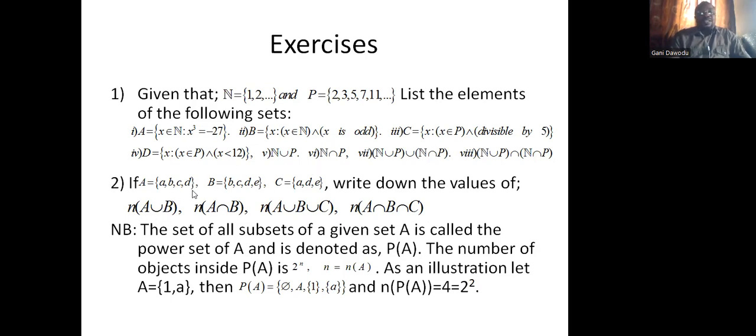Union, for instance, look at A union B. The number of elements in the union will be 5 because if you unite this and this, you will have 5 elements in there. Okay.